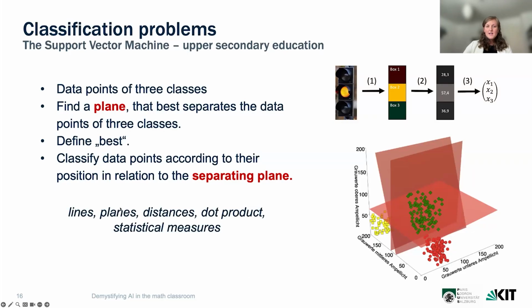I hope I could show that in this example, there's a lot of school mathematics going on, at least from the curricula in Germany and Austria. And lots of these contents come from the area of analytical geometry: lines, planes, distances, and the dot product. And this is a nice opportunity to actually show students that the mathematics they learn in school is actually in use when it comes to technology, society, economy, and so on.